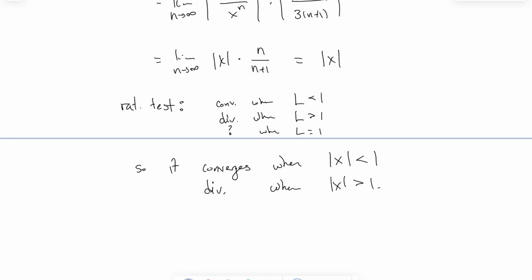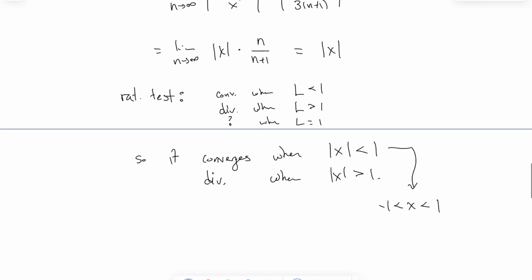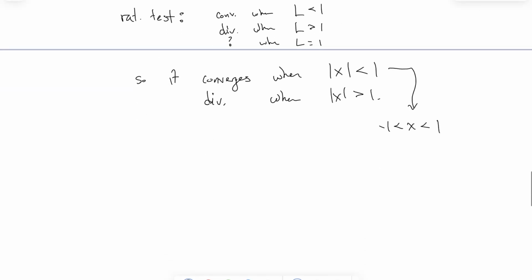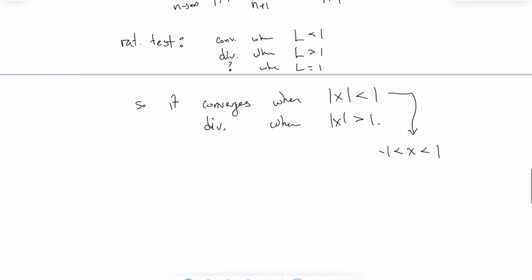But maybe I'll just say this thing where it converges, just like before, I'm going to write it like that. Instead of absolute value x less than 1, that's the same as x is between minus 1 and 1. So it converges in this range. It diverges when x is outside here. The only unknown situation is when L equals 1. That is to say, if x actually is 1 or if x is negative 1.